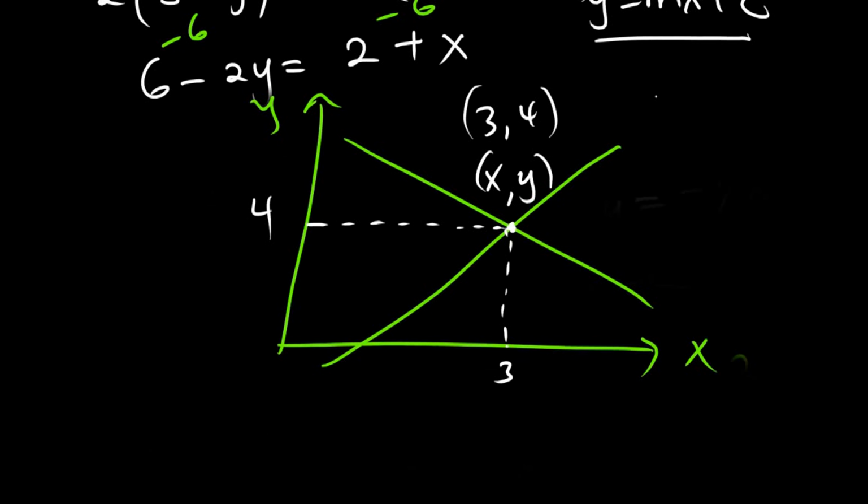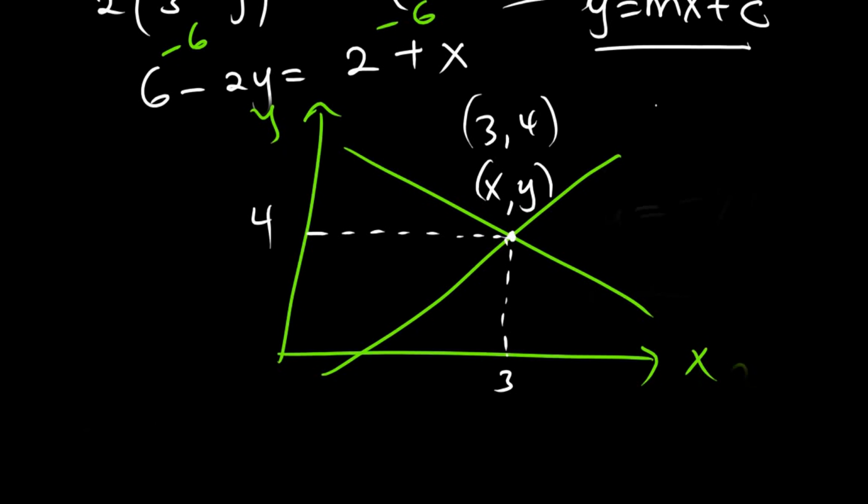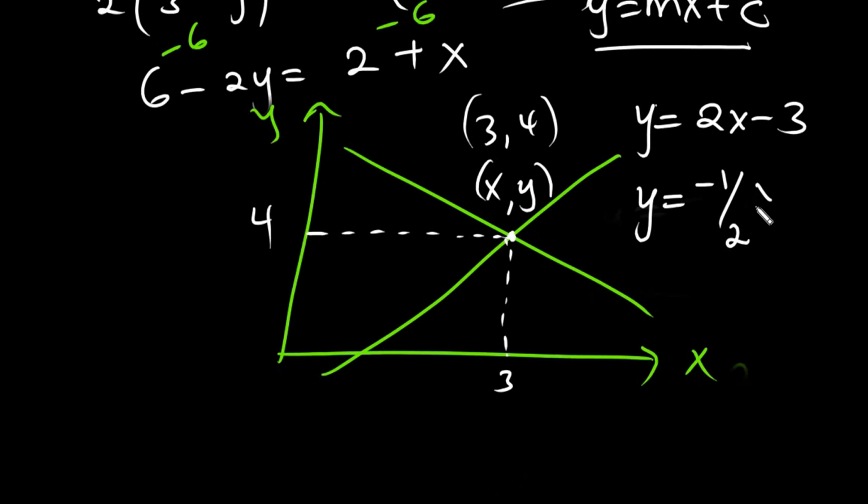For this example, we had the equations of these two lines. For line 1, the equation was y equals 2x minus 3. And for line 2, the equation was y equals negative a half x plus 2. So we are saying that y for this line is equal to y for this line.